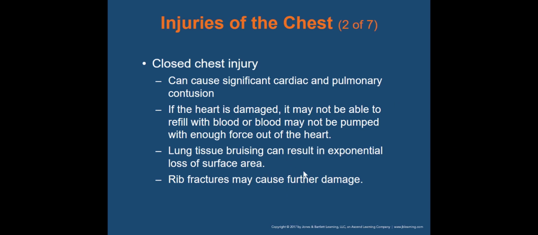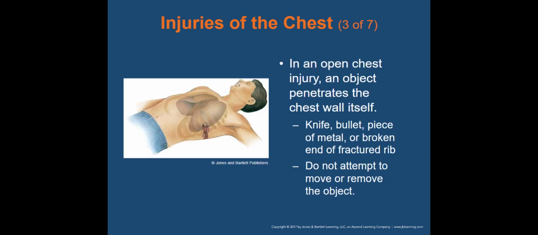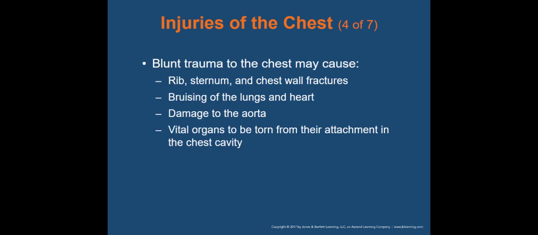Lung tissue bruising can result in exponential loss of surface area, and of course, rib fractures may cause further damage, either through penetrating the organs or by bleeding into the area where the organs are, thereby compressing them. In an open chest injury, an object penetrates the chest wall itself, whether it is a knife, bullet, piece of metal, broken end, or fractured rib. Do not attempt to remove the object unless it is impacting your ability to provide CPR to a patient.